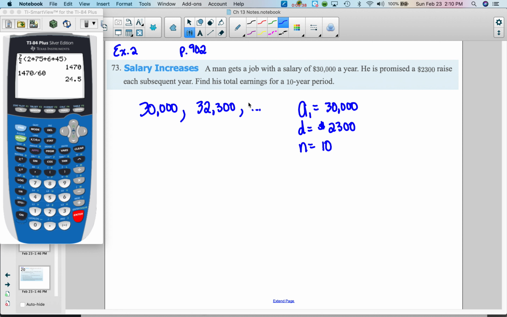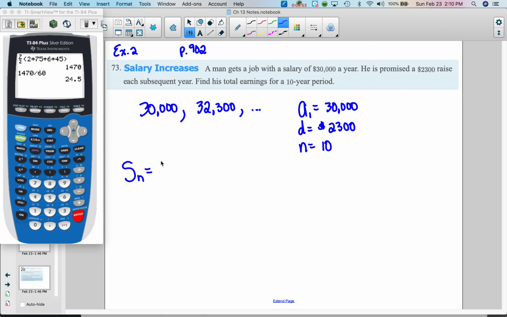Now, if we could go through and figure out how much money it would be in the 10th year, so that we would know the first and the... but we don't have to. We want to know the total earnings for that 10-year period. So again, we're going to use the same formula that we did before.